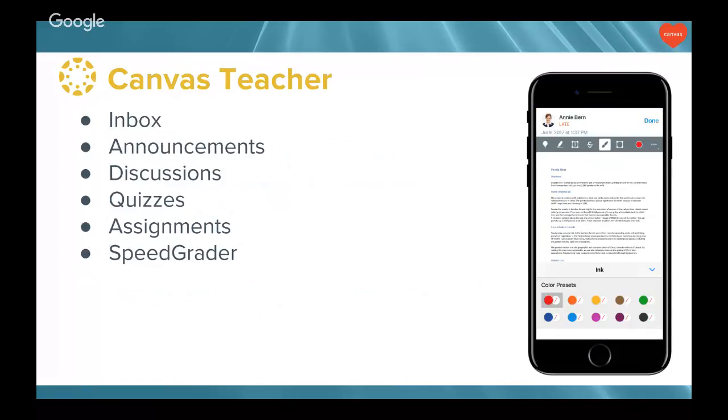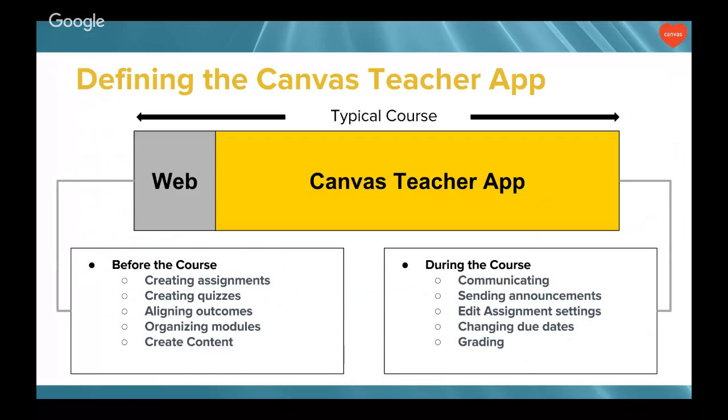So let's talk about what it does have. Like I said, again, it has an inbox. It gives you the ability to create announcements, discussions, quizzes, assignments, and of course, grade with SpeedGrader. But let's explain this app a little bit more, since you know what's there, what's not there now. And this is how I like defining the Canvas Teacher app.